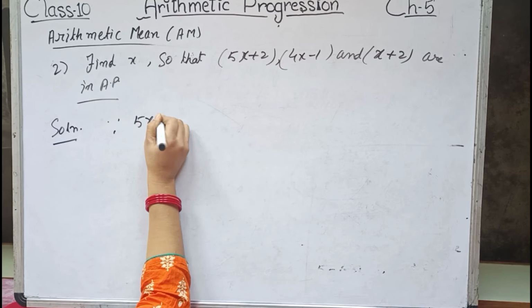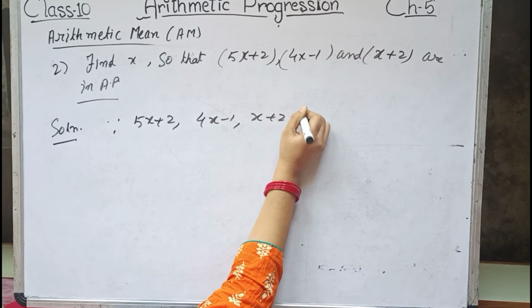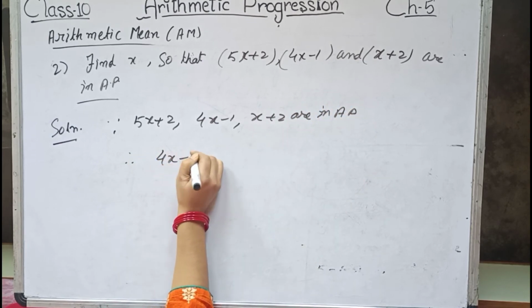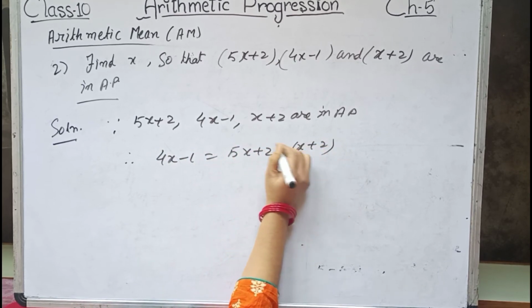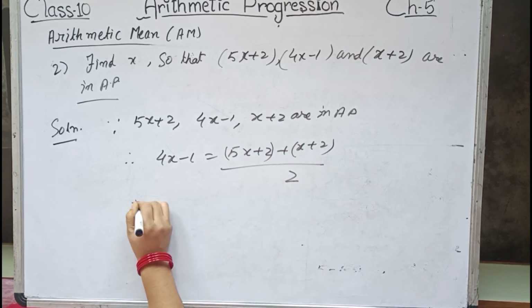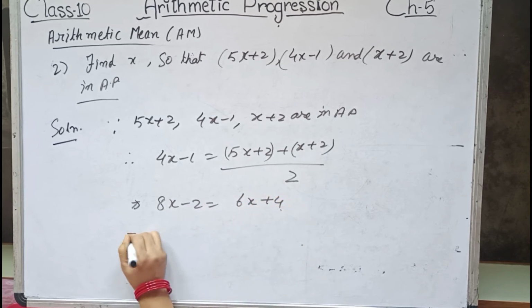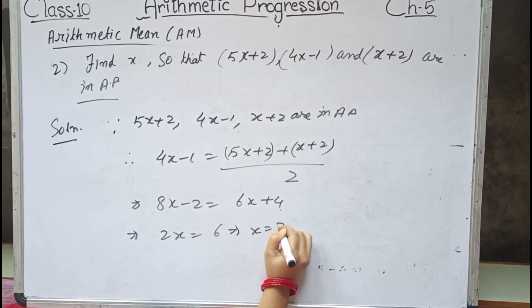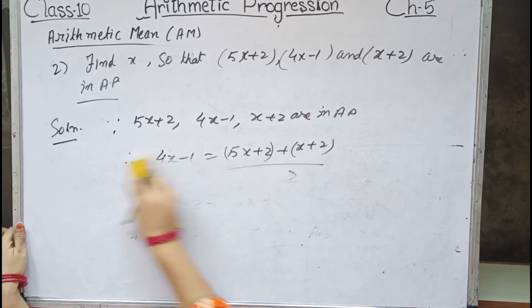Since 5x plus 2, 4x minus 1 and x plus 2 are in AP, I am using the concept of arithmetic mean. The middle term is equal to the sum of the first and the third term divided by 2. This implies 8x minus 2 equals 6x plus 4. This implies 2x equals 6, implies x equals 3. So only the x value we have to find and this is the answer. Let us move to one more new sum.